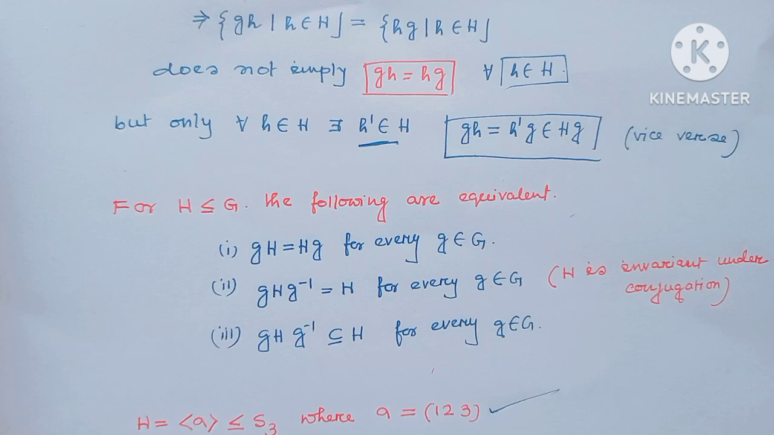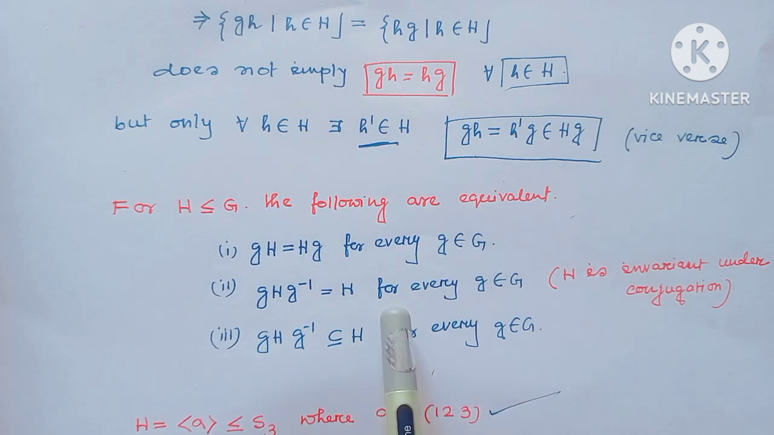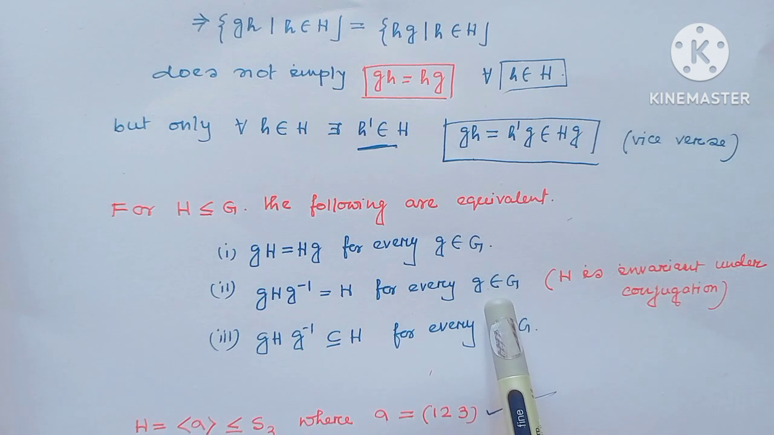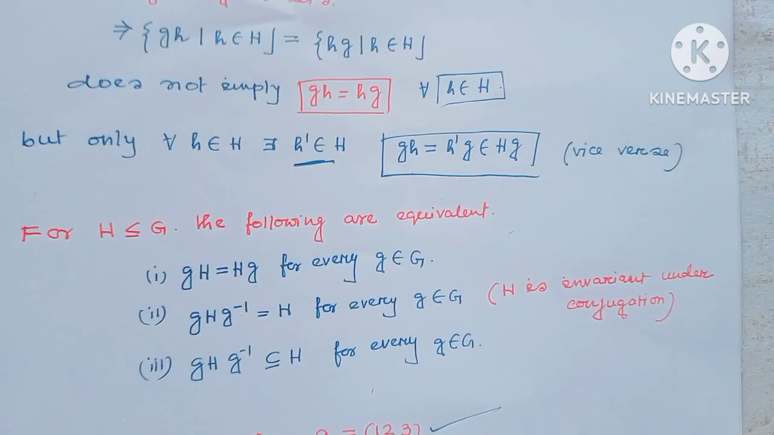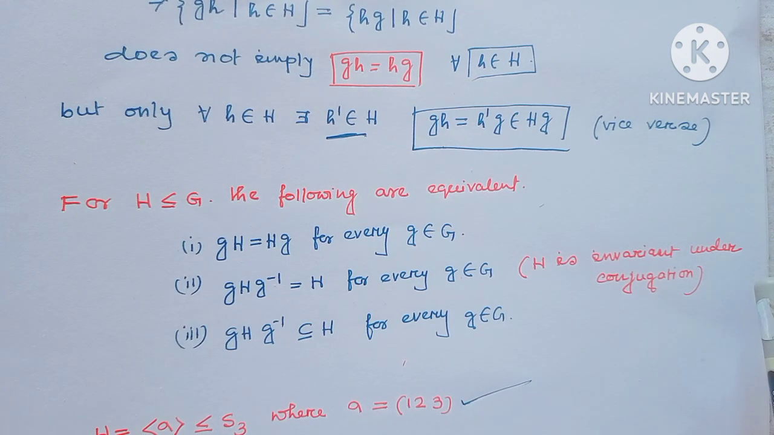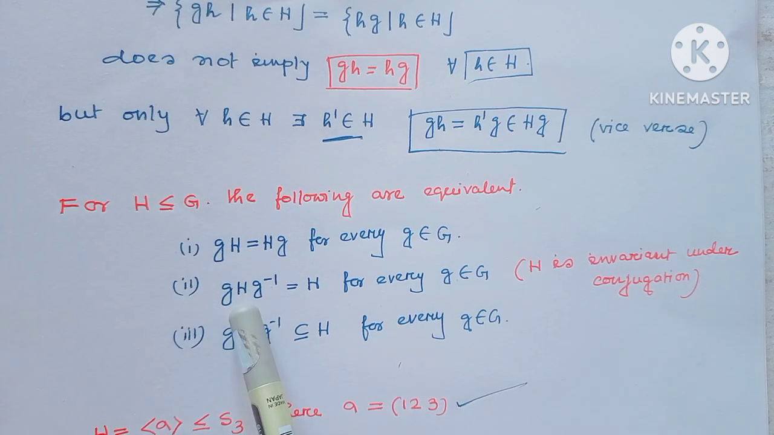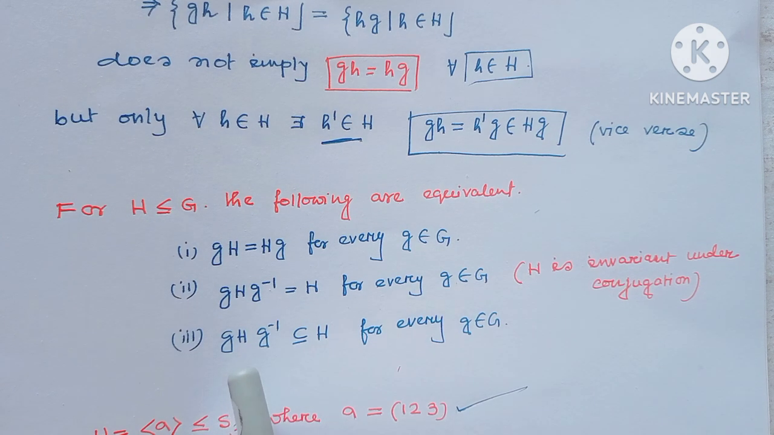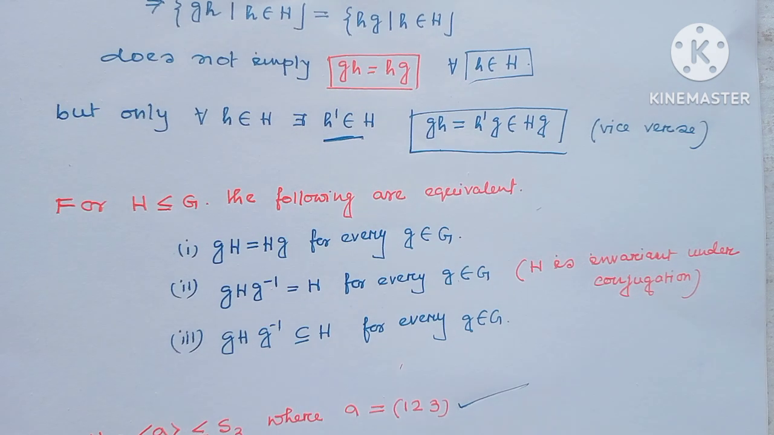Okay, well. That means when H is a subgroup, then for a normal subgroup, the following are equivalent. First, gH is equal to Hg, and this is true for every g in G. Then this implies gHg inverse is equal to H, and this is true for every g in G. That means H is invariant under conjugation. Third, gHg inverse is contained in H, and this is true for every g in G.